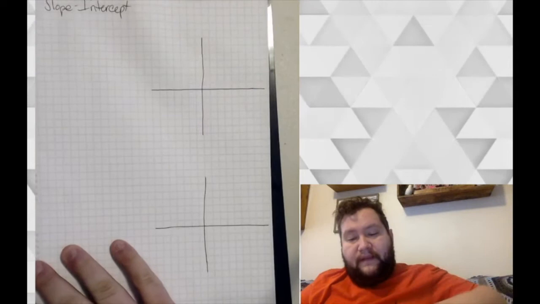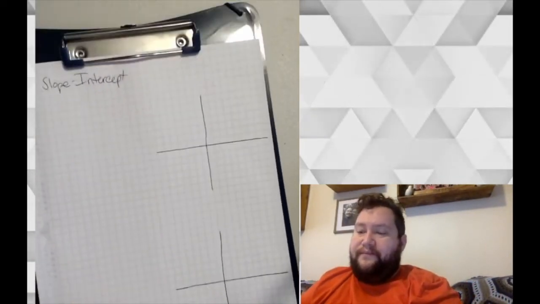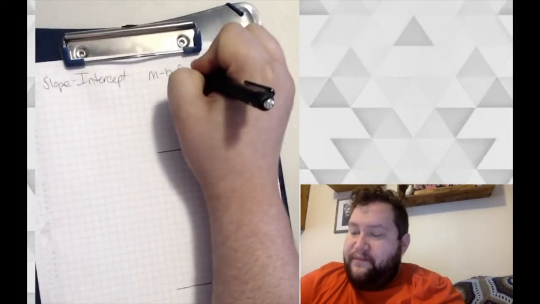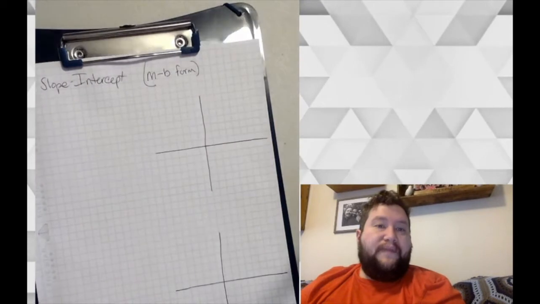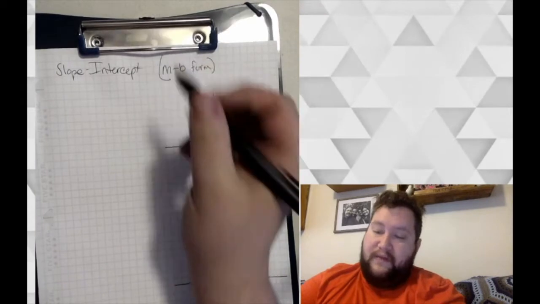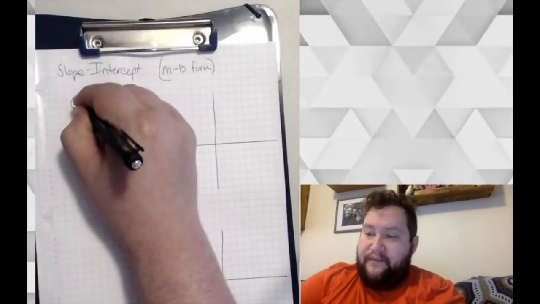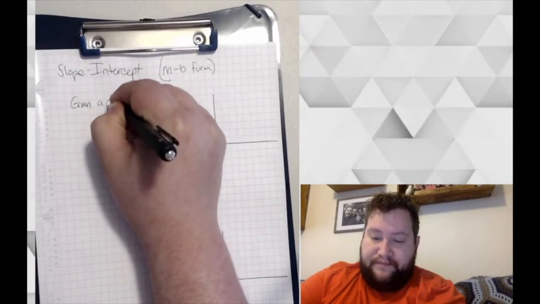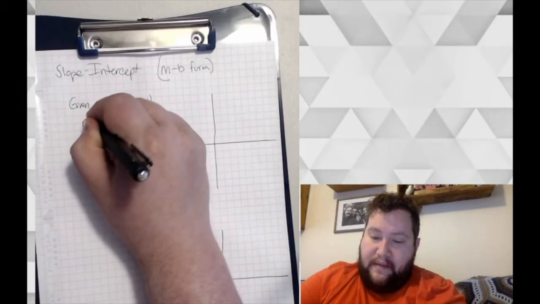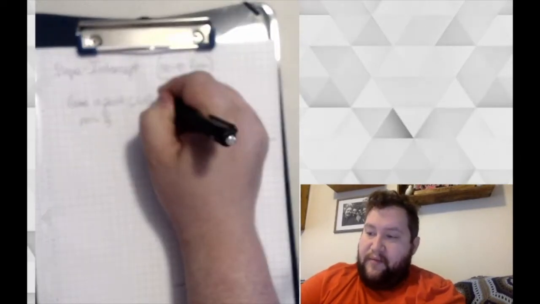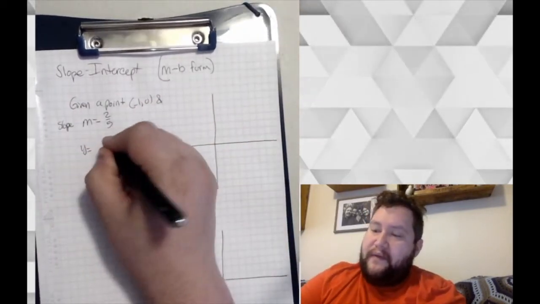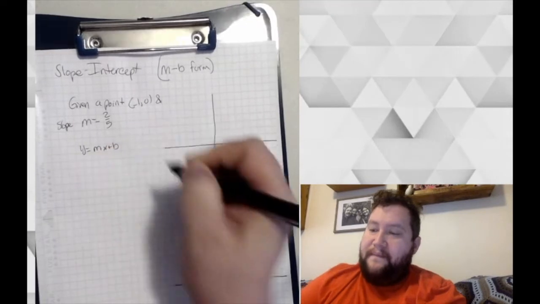And so let's go ahead and work with slope-intercept a little bit. And if you want, you can call this slope-intercept form. Right, m-b, so we have our point-slope form and our m-b form. It's our slope-intercept form, so it's given a point, negative 1, 0, m equals 2 fifths, given a point and slope. We have y equals mx plus b.